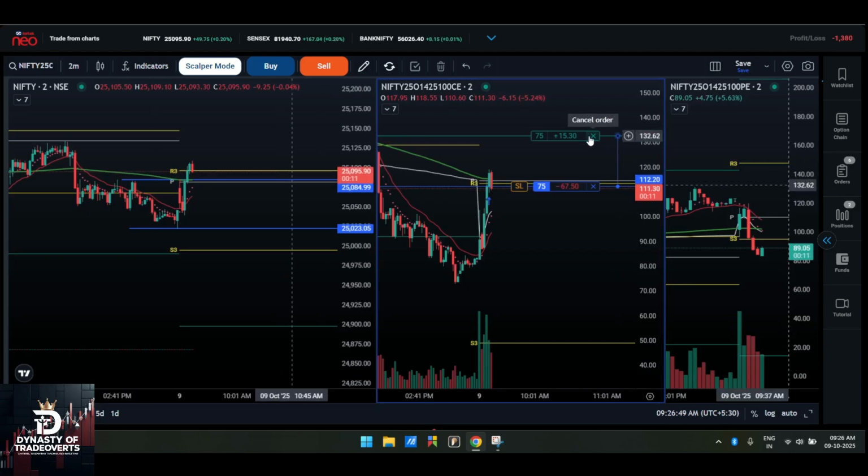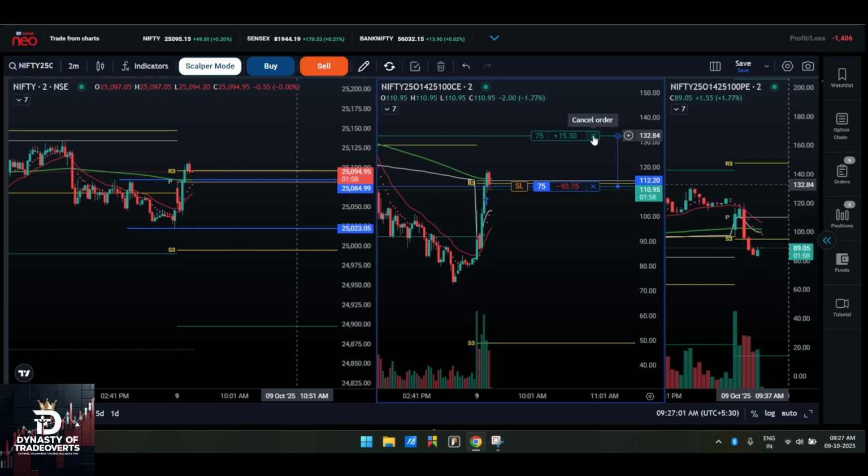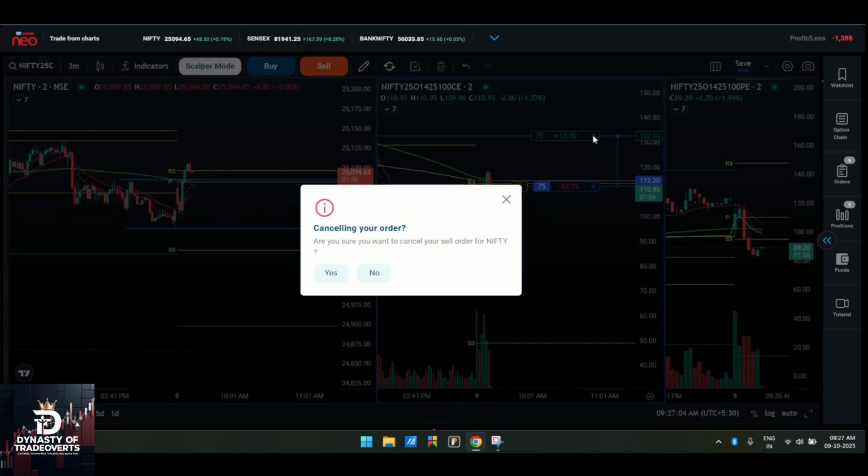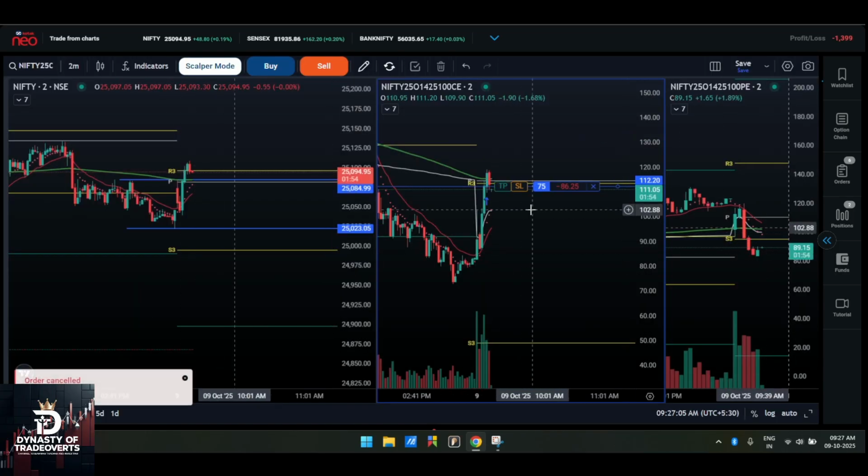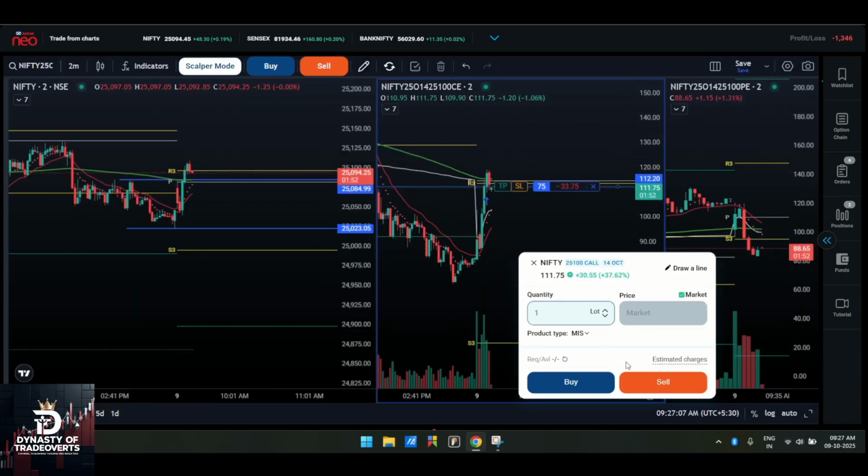Now it's coming down and I'm in a loss in this position as well. So my mind is in flight or fight mode. I'm trying to decide whether I should hold on to this trade or exit the trade.